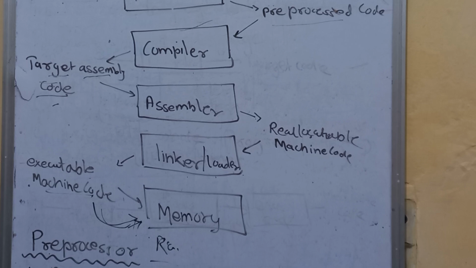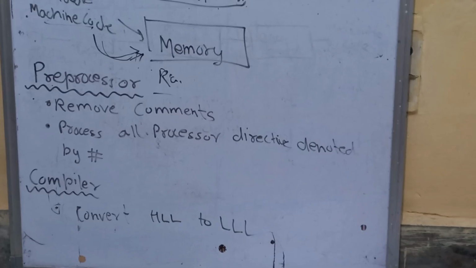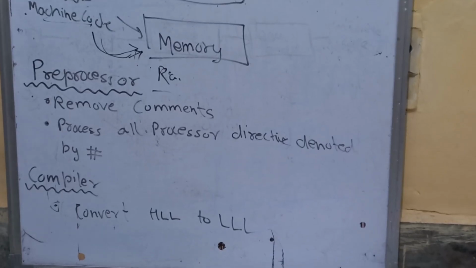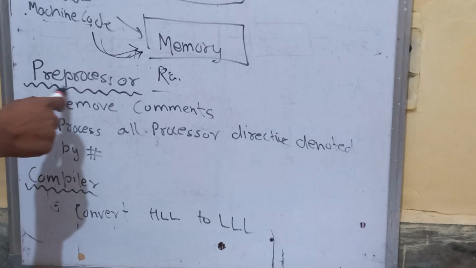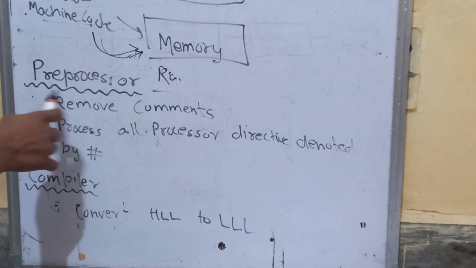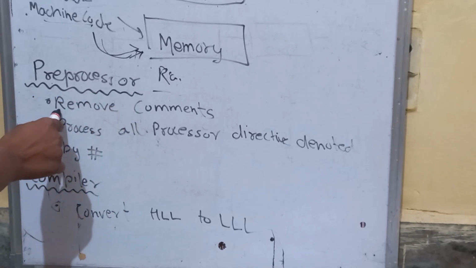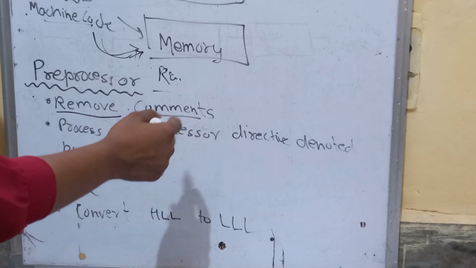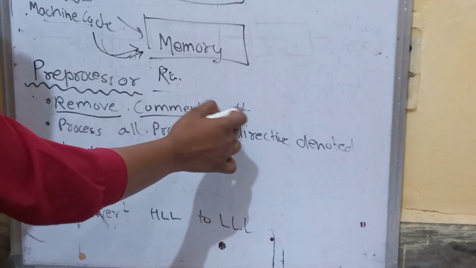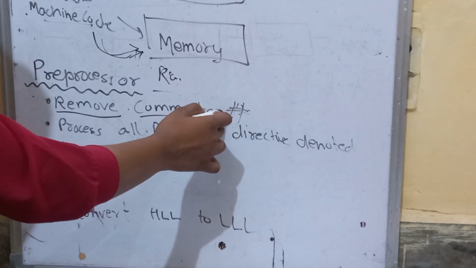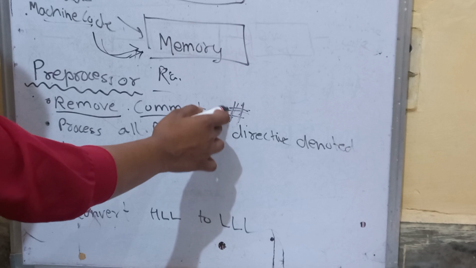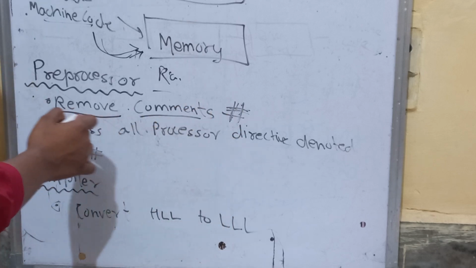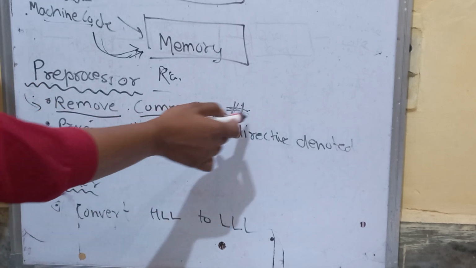Here we will first study the function of the preprocessor. The first function of preprocessor is to remove comments. The program contains comments which are not included in the program execution, but we usually write them in a program. The function of the preprocessor is to remove these.